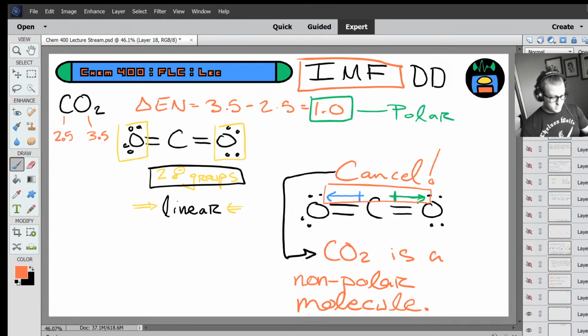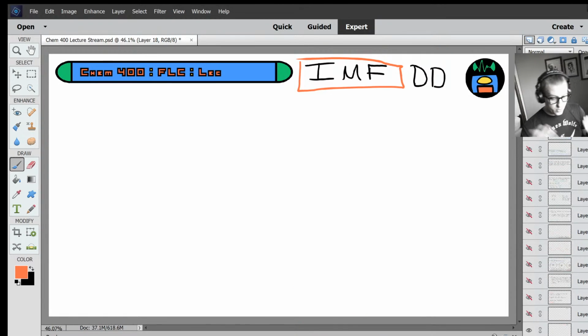So carbon dioxide does not experience dipole-dipole attraction. It only experiences London dispersion. All right. Now, this may raise the question, well, okay, how do we know then? If you can have polar bonds but a nonpolar molecule, how do you know? And the answer to that question is this.